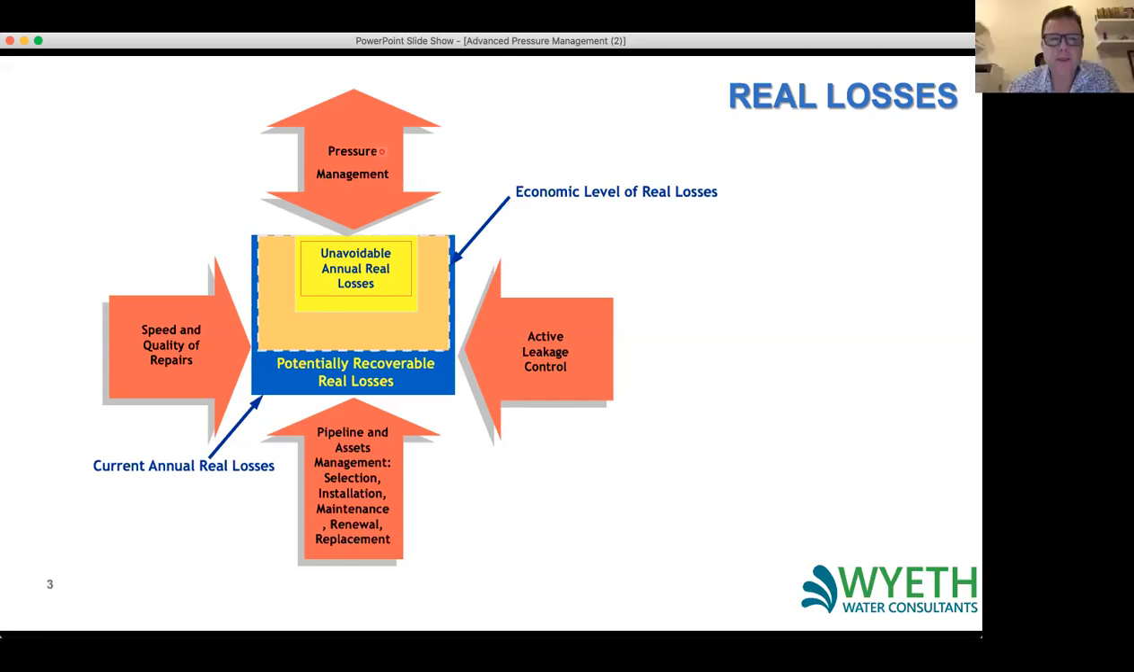So pressure management is quite an interesting one of the 4, in such that if we actually reduce pressures in our network, we can actually reduce our unavoidable annual real losses. But at the same time, by doing pressure management, we're not actually finding and repairing leaks. So our leaks are still there. We just have less water being forced out through those leaks.